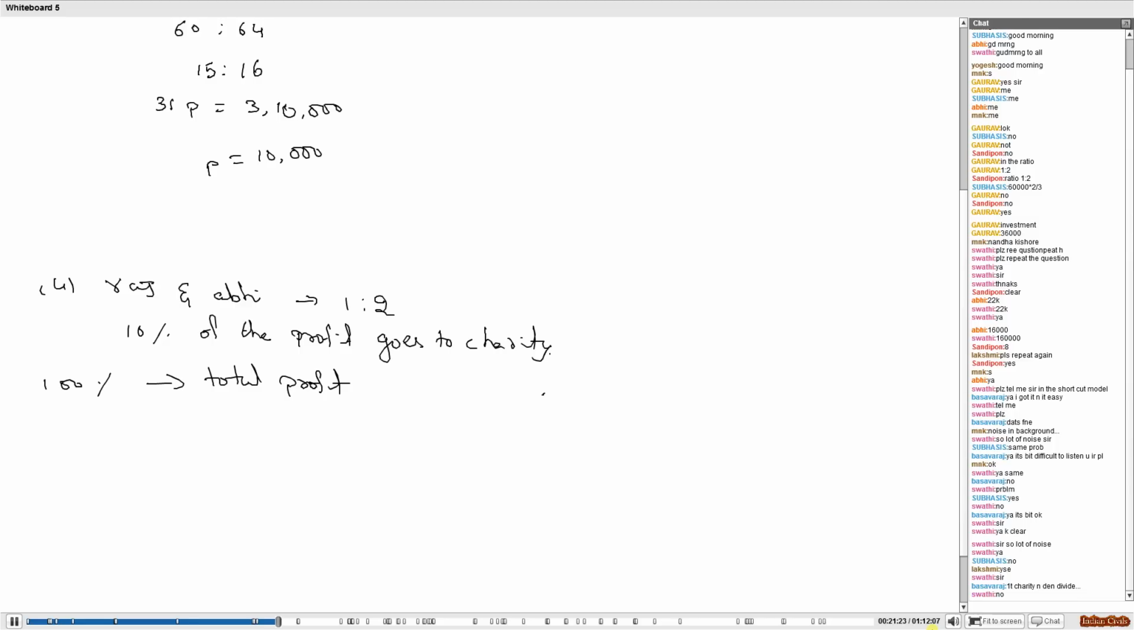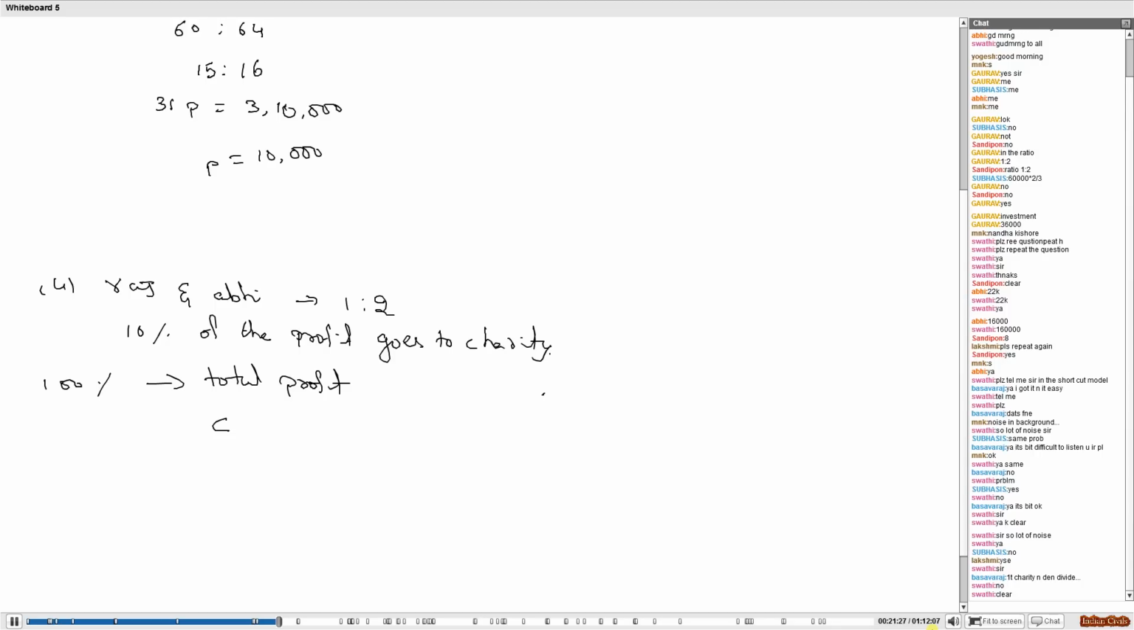First charity and then they divide. So 100% will be the total profit. From this total profit, 10% will be given to charity. The remaining 90% of the profit will be distributed between Raj and Abhi. Let us say the ratio of Raj and Abhi is a 1:2 investment ratio. The share of Raj is some 1,000 rupees.